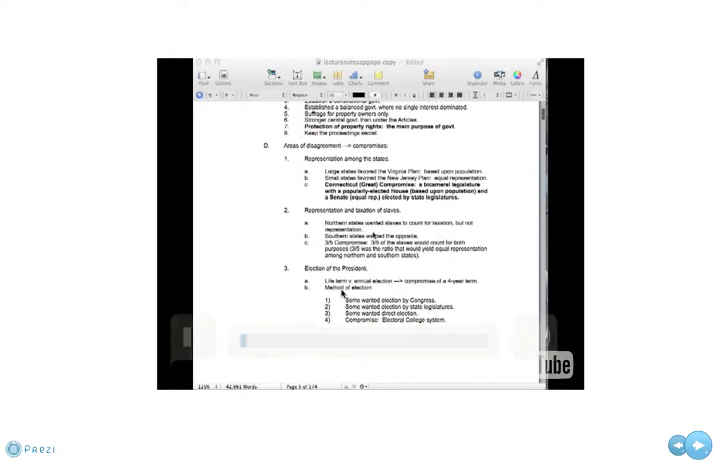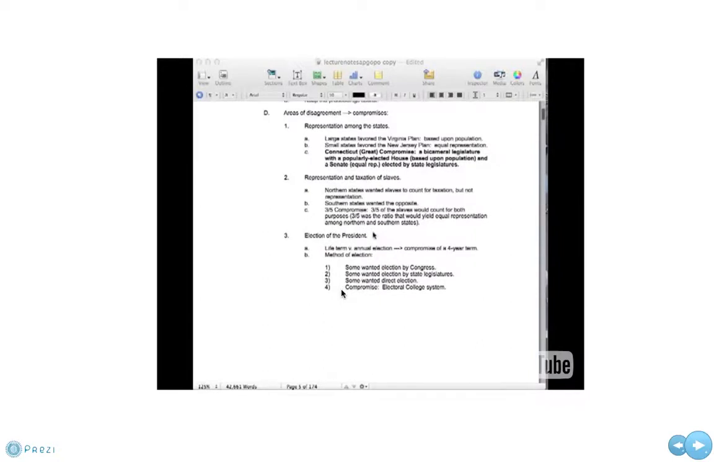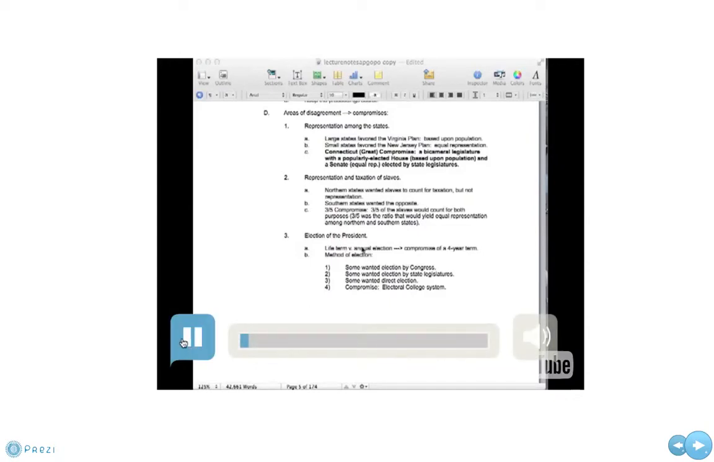And so all right, we left off on Friday on the areas of disagreement which they had to compromise. And we first started talking about the election of the president. We went over these different things.